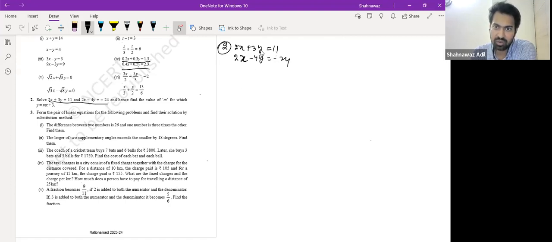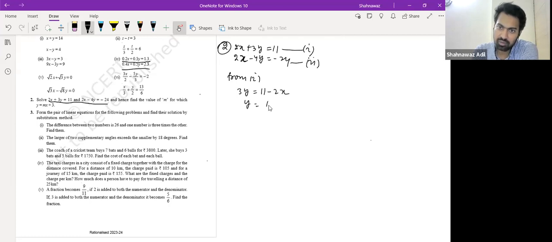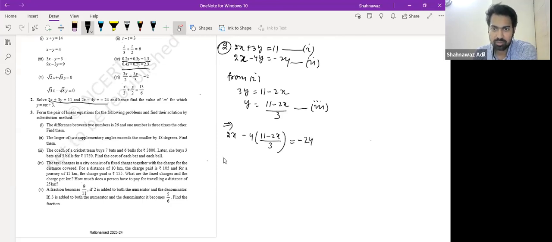So first we have to calculate the value of y from here. This is the first equation, this is the second equation. So let us calculate the value of y from the first equation. 2x plus 3y is 11, so 3y is 11 minus 2x. Y is (11 minus 2x) by 3. And we can put the value of this y in the second equation. So 2x minus 4 into (11 minus 2x) by 3 is minus 24. Okay.